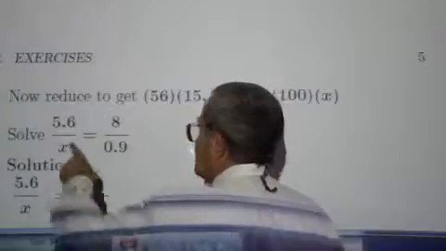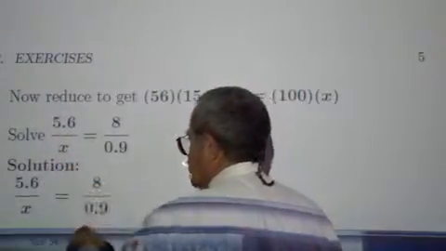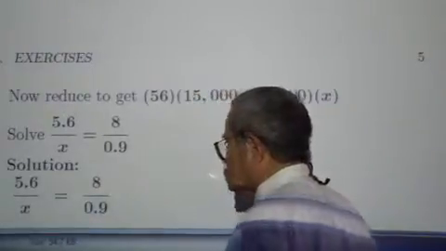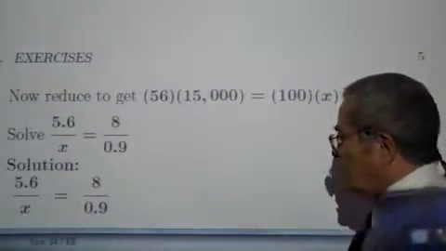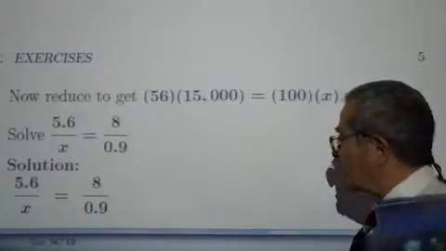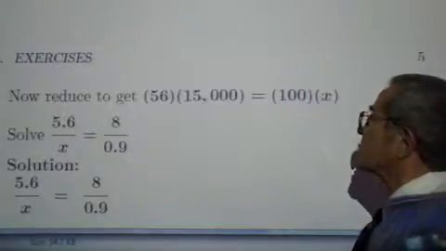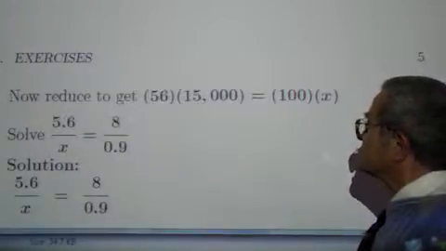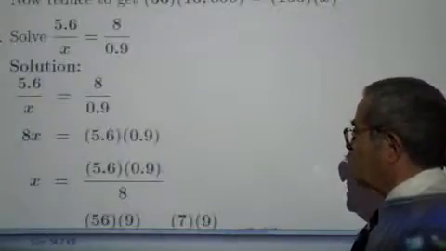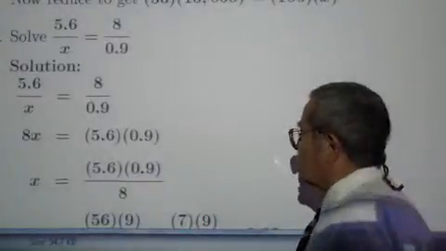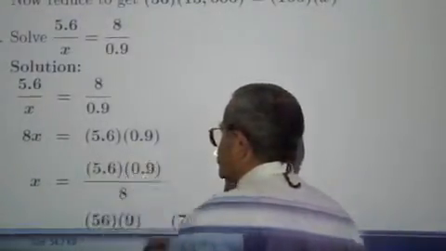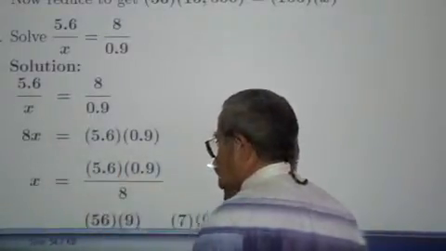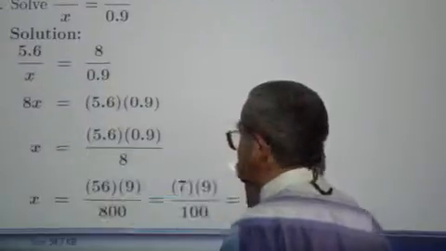We wanted to solve the following. So we cross-multiply. We get 5.6 times 0.9, which is 8 times x. I guess I should let you look at that for a while. Maybe you copied it. And notice that I am not multiplying 5.6 by 0.9, because maybe I can reduce and then I don't need to do this extra multiplication and extra division.